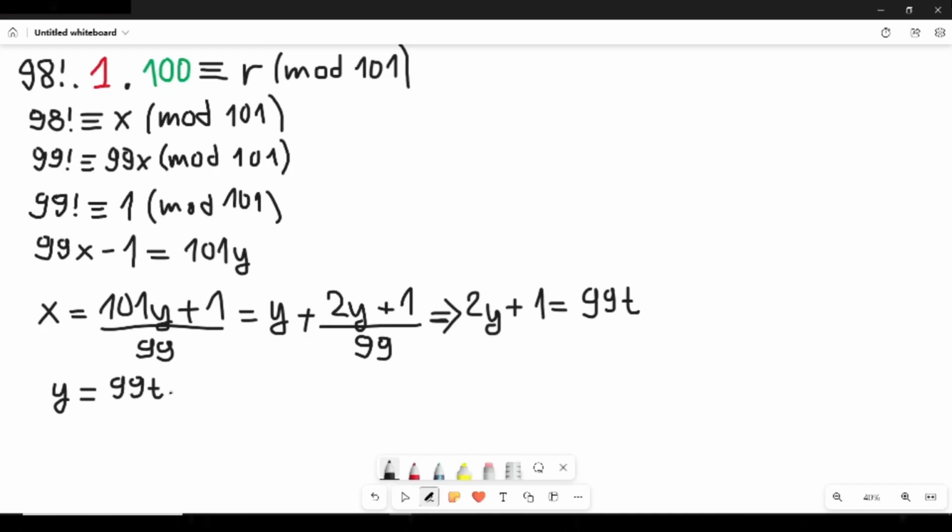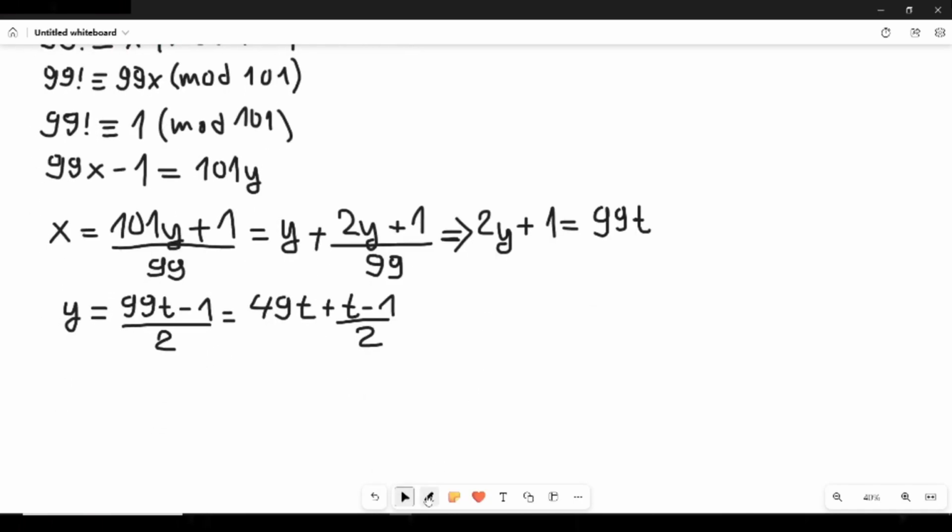99t minus 1 over 2, and when we get the whole part from that as well, because y is a whole number, we can say that 49t plus t minus 1 over 2 is y, and 49t is a whole number, as we can see, so t minus 1 over 2 is a whole number as well, and we just have to rewrite this one.